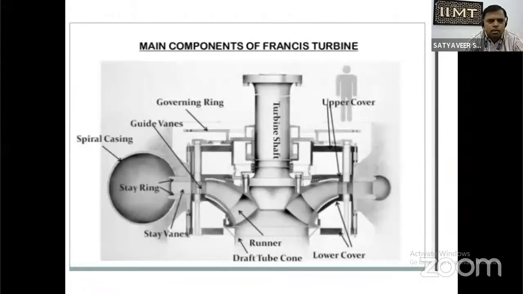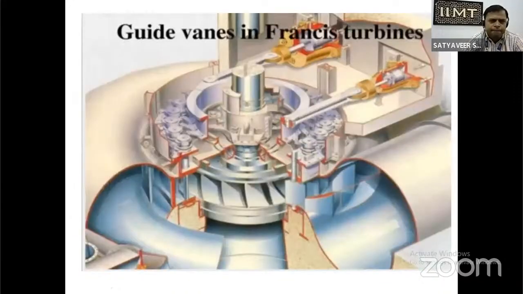Basically, this is the main pictorial view of the Francis turbine that is used in industry, and this is called the turbine shaft. We can see in the picture the turbine shaft, the governing ring, the guide vane, the spiral casing, and the runner. The runner is the rotating part, and this part is known as the draft tube, and this is the lower cover, and this is the upper cover. So this is basically the main picture of the Francis turbine.